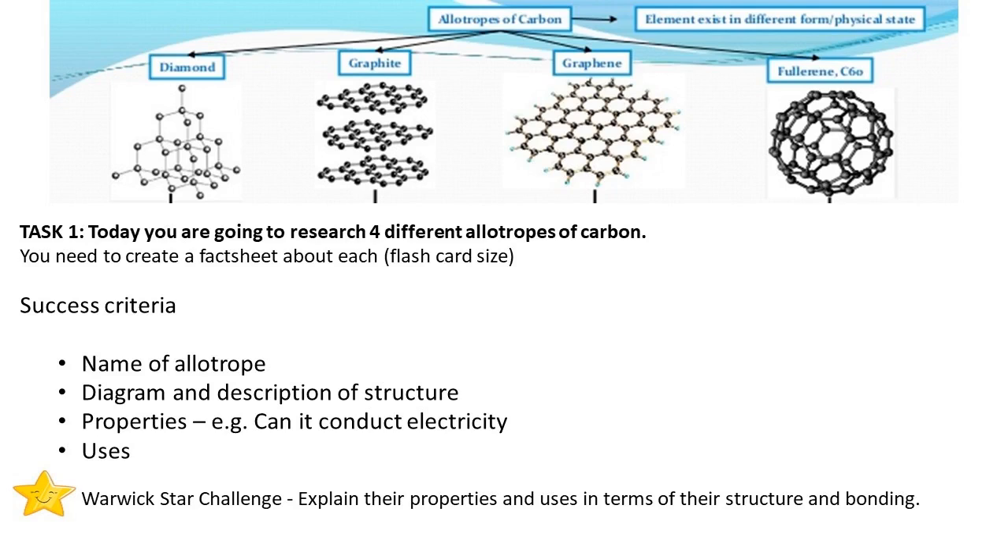So each of your 4 cue cards should contain the following information. You should have the name of the allotrope. You should draw a diagram and describe the structure. You should find out the properties. For example, can it conduct electricity? And you should find 1 or 2 uses for that allotrope of carbon. And if you have time, your Warwick Star Challenge is to explain the properties and uses of each allotrope in terms of their structure and bonding.